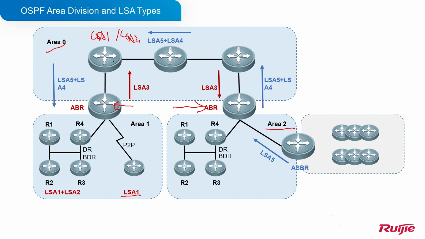And then the LSA 3 information is transmitted to area 0, and area 0 can help area 1 transmit this information to the non-backbone area. It's transmitted to area 2. So all of the areas belonging to this OSPF process can learn the LSA information between different areas. So this is the first situation.